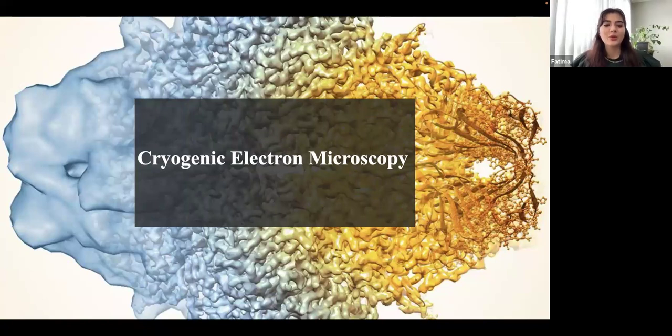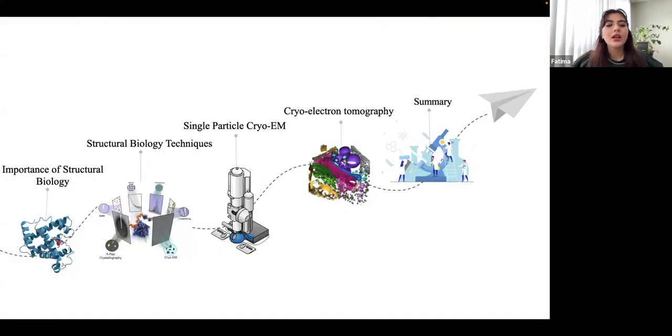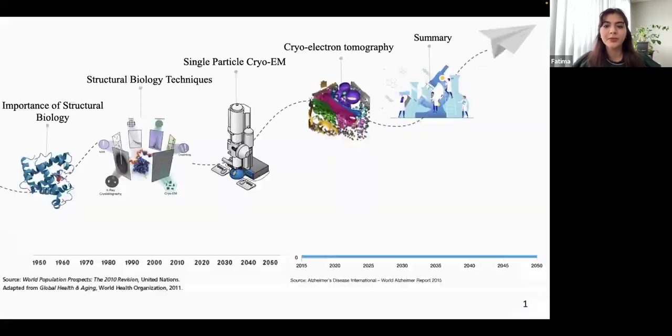Okay. So my presentation is about cryogenic electron microscopy. This is one of the methods that scientists use for structural investigation. This is my outline. First, I talk about the importance of the topic and some techniques for structural biology. And then I explain two cryo-EM methods, which are single particle cryo-EM and cryo-electron tomography.